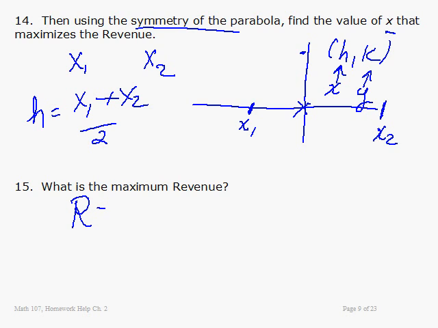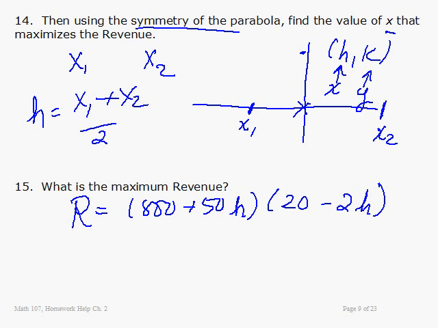So here was your revenue, 800 plus 50, and now put that value of h here, and that's 20 minus 2 times h, and that will give you k. That will be your peak.